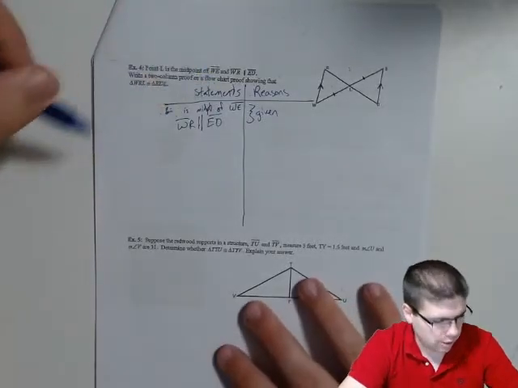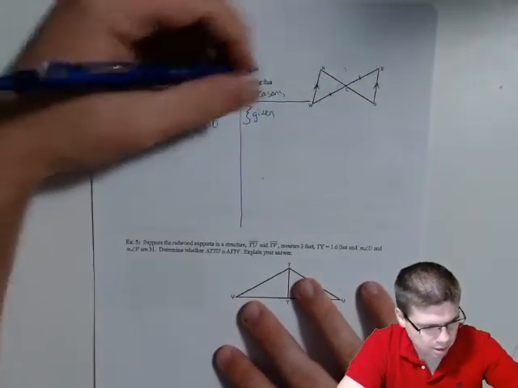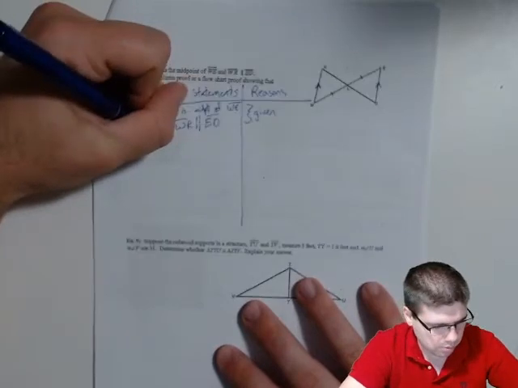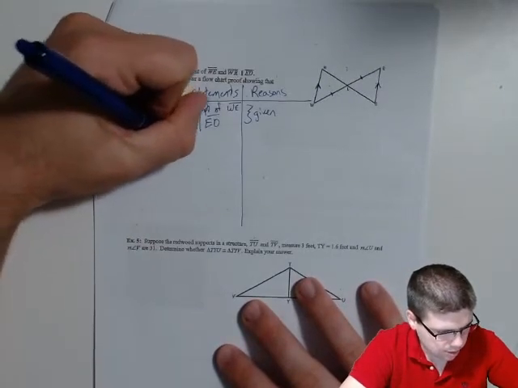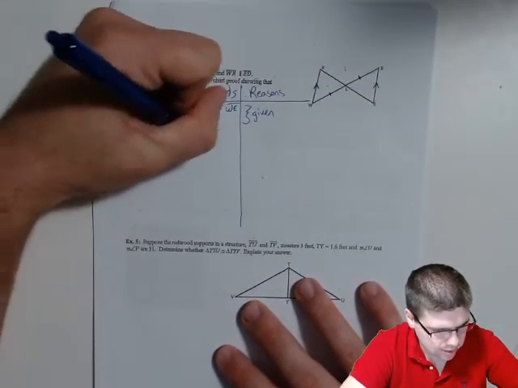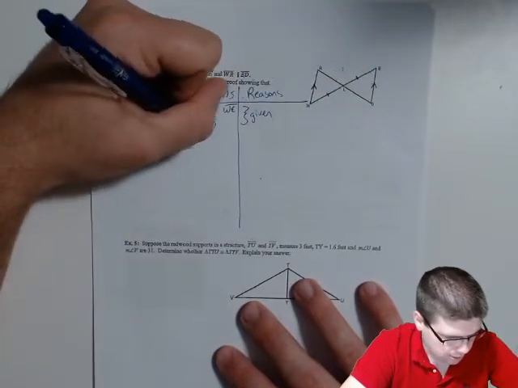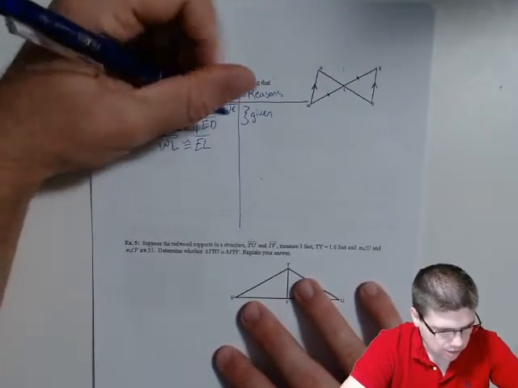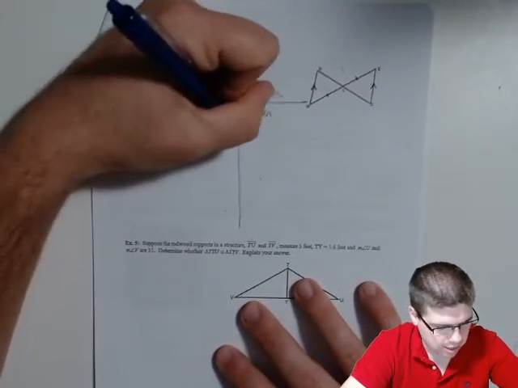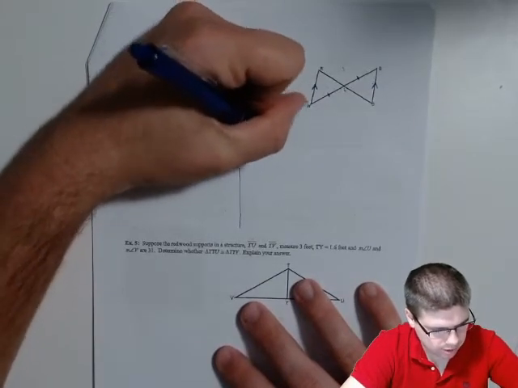All right, so we got our givens down. So L was that midpoint. I marked it as congruent, but we got to make sure we make this statement. Segment WL is congruent to segment EL. And so we can say that because of the definition of midpoint.